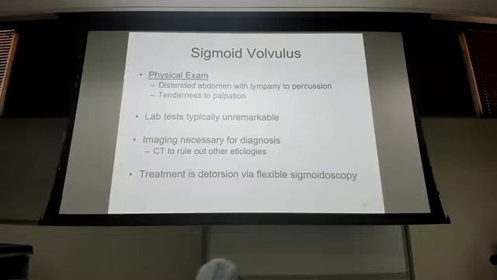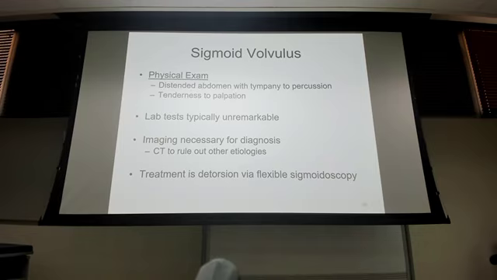Physical exam for sigmoid volvulus. Distended abdomen, but there's no tympany to percussion, and there's tenderness to palpation. You need a CT. You need a CT to confirm. And remember, in the pseudo-obstruction, we get the CT, and when we get the CT, we might see that sigmoid volvulus to confirm there's actually a mechanical cause. It's a sigmoid volvulus, and now we can fix this potentially. Usually the labs are unremarkable in early disease.